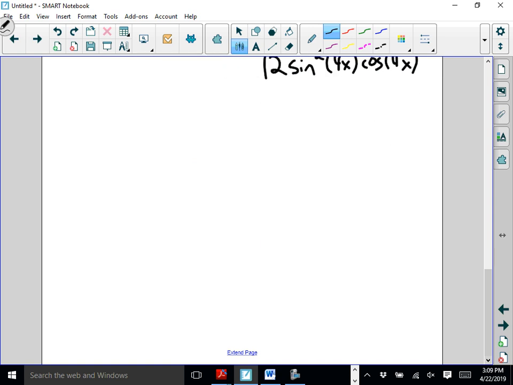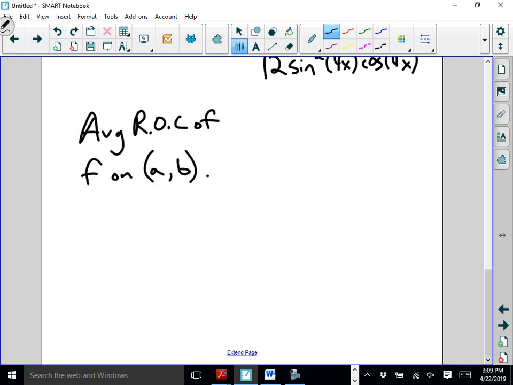Average rate of change of F on AB. This average rate of change of F on AB is F of B minus F of A. The difference quotient, F of B minus F of A over B minus A.